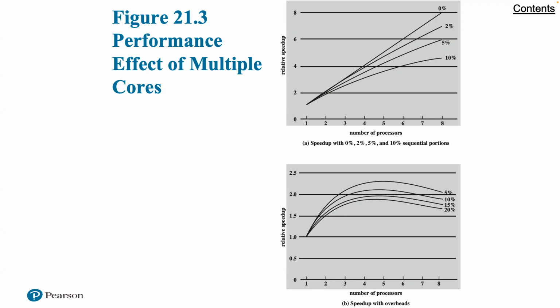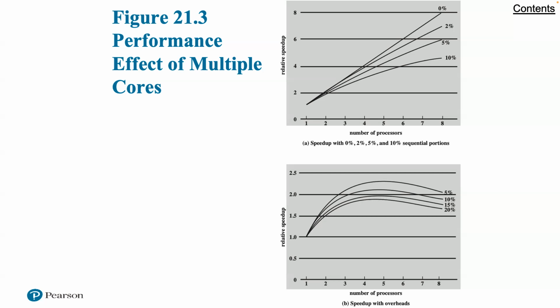That is figure 21.3a. This is the figure we're showing. It illustrates that even a small amount of serial code has a noticeable impact. If only 10% of the code is inherently serial, so f equals 0.9, running the program on a multi-core system with 8 processors yields a performance gain of only a factor of 4.7.